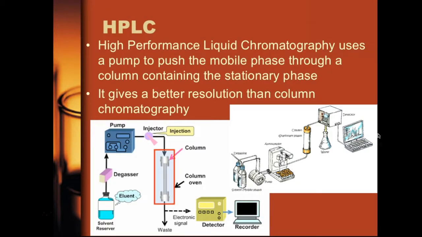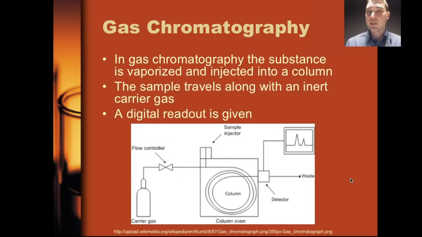HPLC, high performance liquid chromatography, is a very similar idea to column chromatography, but you use a pump to push the substance through, so it happens a bit faster. But you also get better resolution than you do from column chromatography because the output is a bit more digital when you get graphs, for example. You can get an idea about how much sample is coming out as well as the difference in the samples as they come through.